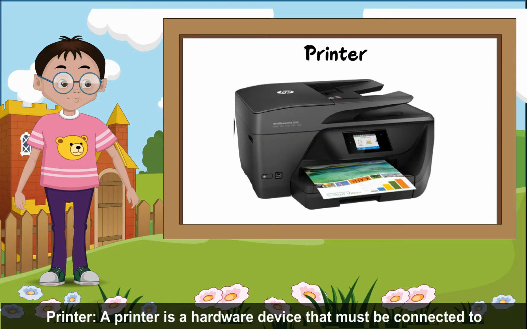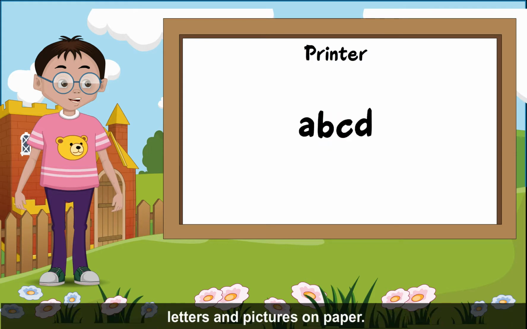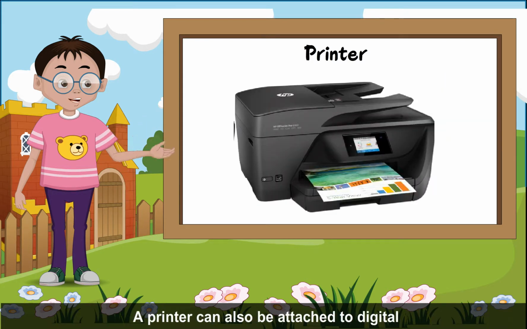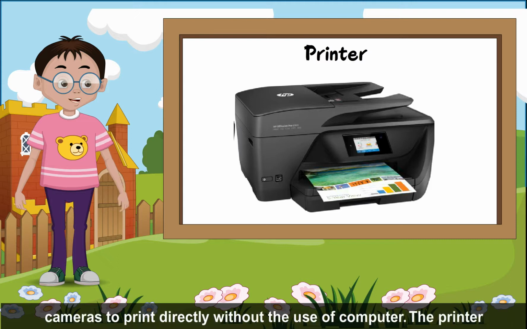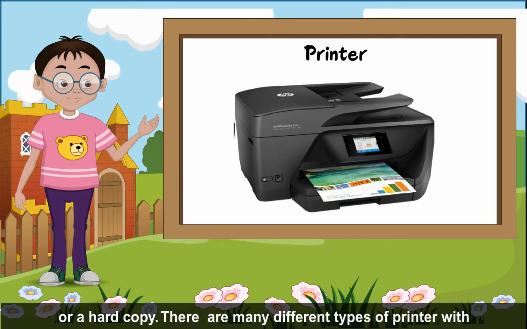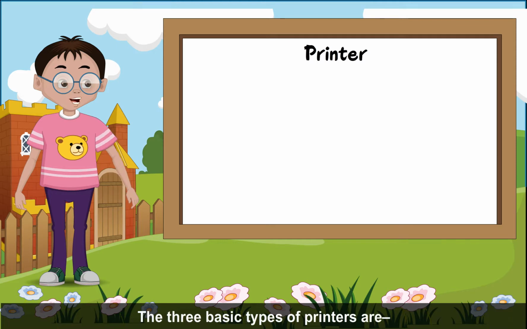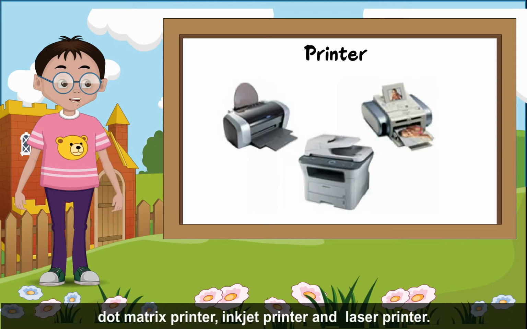Printer. A printer is a hardware device that must be connected to a computer to allow a user to print their files, such as letters and pictures, on paper. A printer can also be attached to digital cameras to print directly without the use of a computer. The printer takes the information on your screen and transfers it to a paper or a hard copy. There are many different types of printers with various levels of print quality. The three basic types of printers are dot matrix printer, inkjet printer, and laser printer.